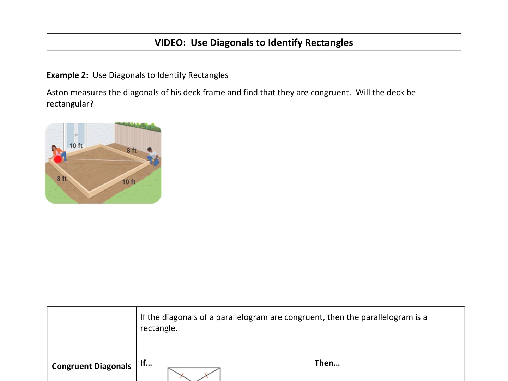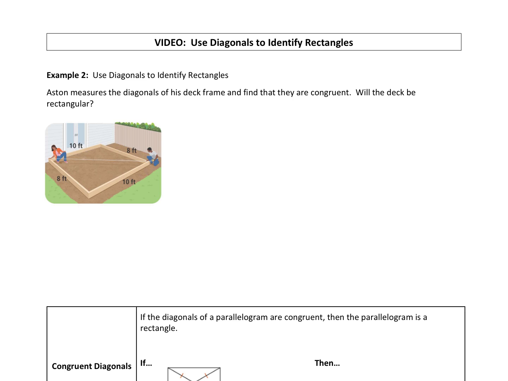So you can see we've got the framing of the deck. The next step, once this is all set, is probably placing the boards across the top and securing those, and that's how you're going to have that deck. So we're just looking at the frame of the deck. Question is, will this be a rectangular deck? And we do know that the diagonals are congruent.